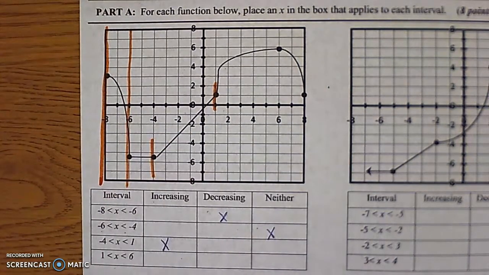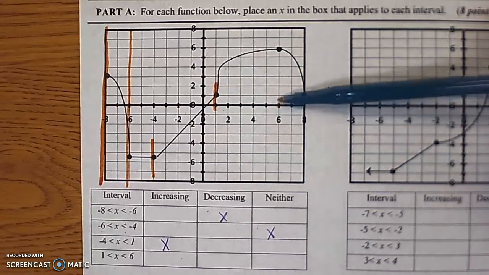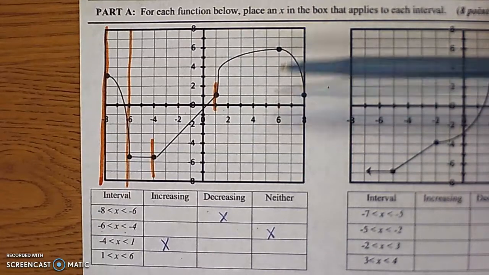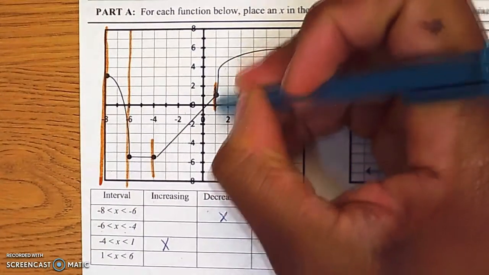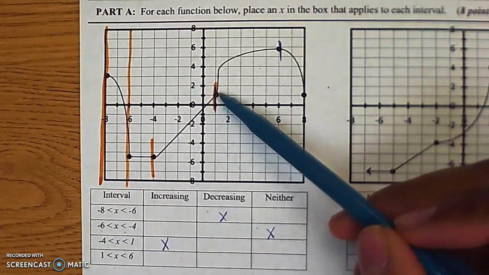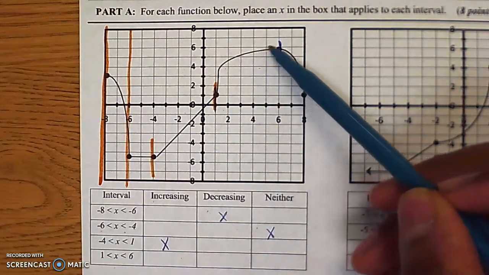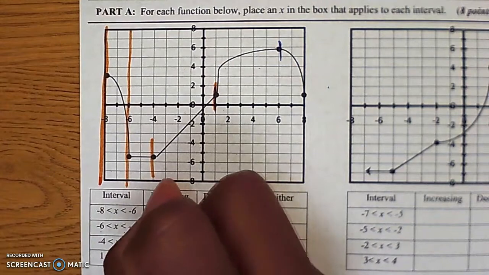Okay. And then last but not least, from 1 to 6. So starting here at 1, going here to 6. So we're going from this location to this location. We are going up. So we are increasing. So we would put an X under increasing.